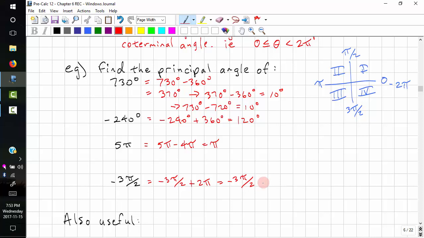Here we have to add 2 pi. And when you have a fraction like this, you want to just convert this to a common denominator.